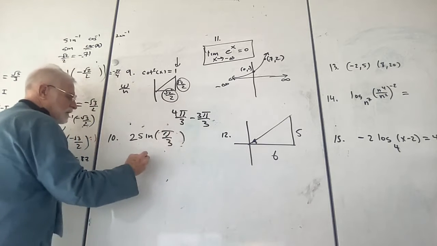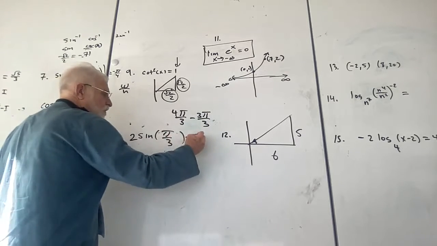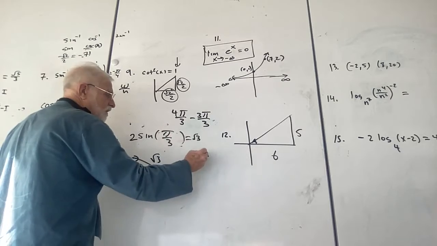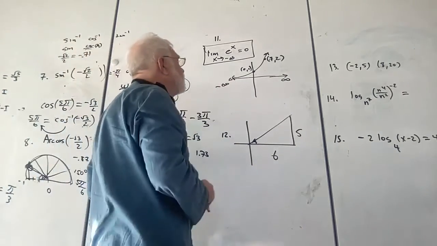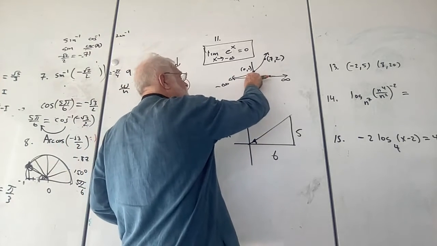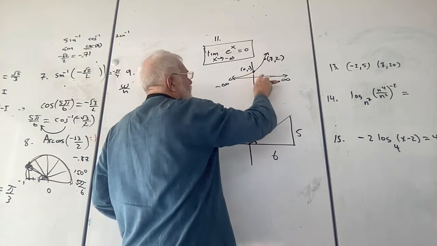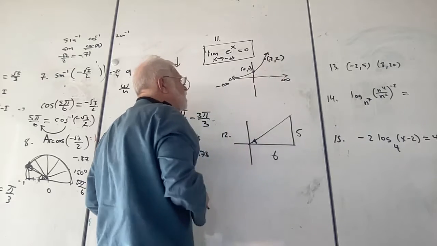Sine of pi over 3 is root 3 over 2. The 2's cancel, and our answer is root 3, approximately 1.73. All right, I gave you a graph. If you located some places, that one was definite. 0 gave you 1. And if you look at the x-axis on your sheet, 0.7 got us 2.